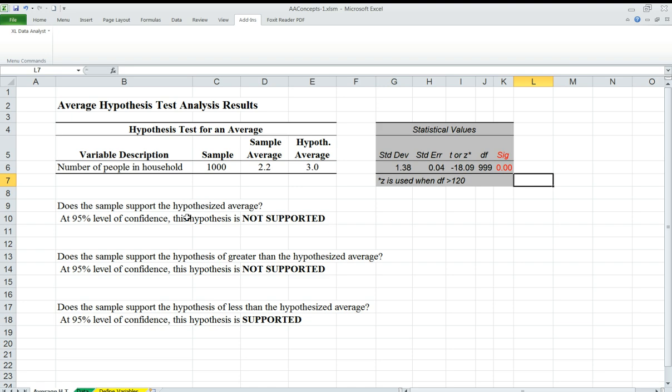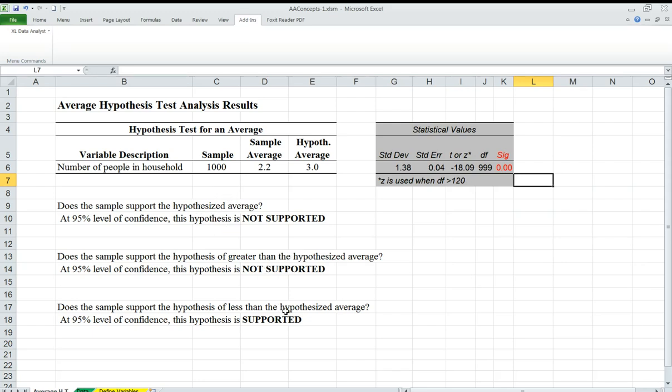In the first case, the null hypothesis was that the mean is equal to 3. The alternative hypothesis is that the mean is not equal to 3. Because we have a significance level which is below 0.05, we reject the null hypothesis for equality. So actually, the alternative is accepted, which means that the number of people in household is different than 3.